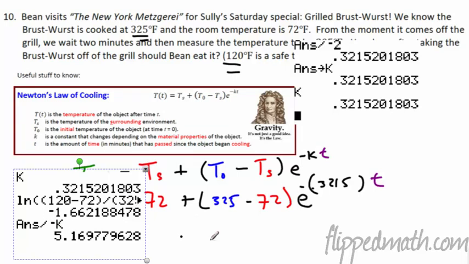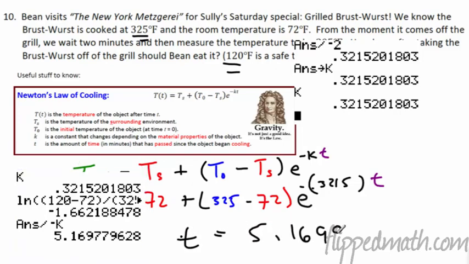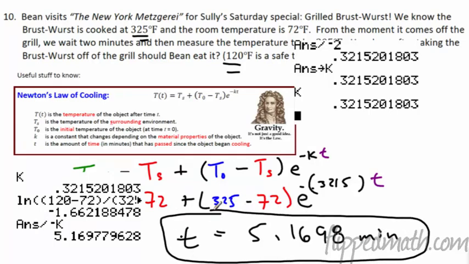That'll find the value for T. So that's it for Newton's law of cooling. Here we get 1698 minutes. Remember, all of Newton's cooling problems are in minutes. And that's it. That's number 10.